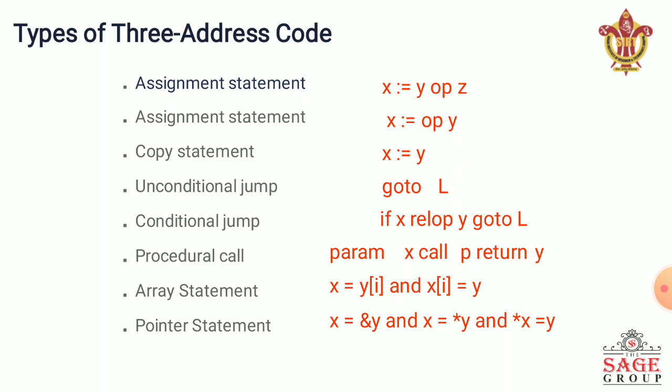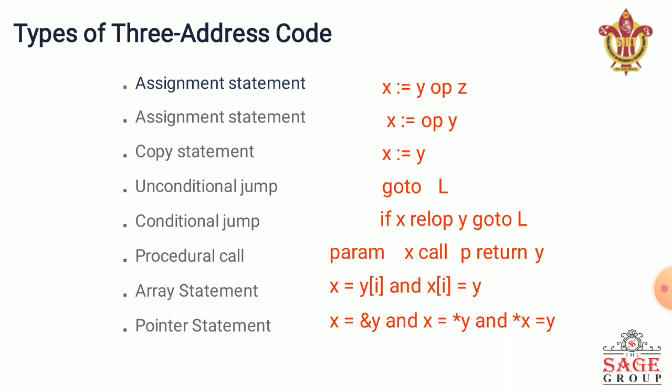Unconditional and conditional jump. In unconditional jump, we have to switch directly to statement L. And in conditional jump, if we want to switch to statement L, then we have to follow the condition between x and y. If the condition is true, then we are able to switch to statement number L, otherwise we do not.